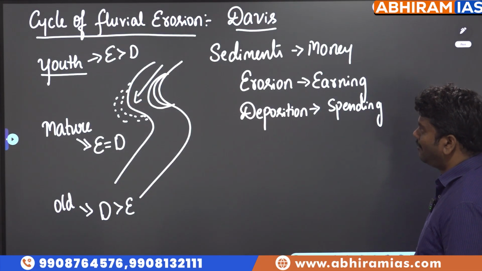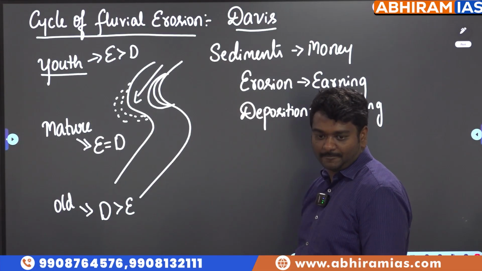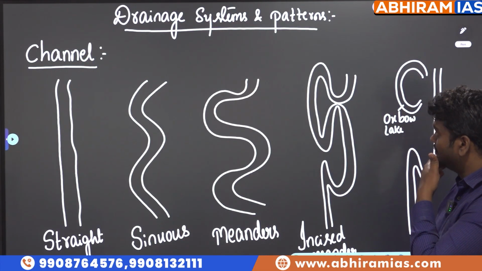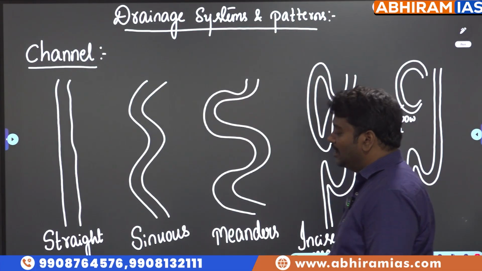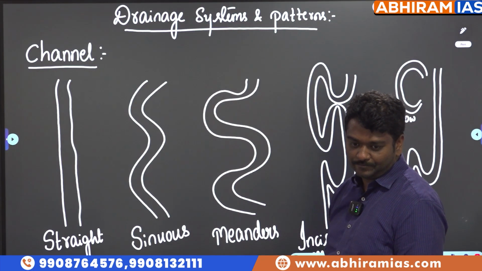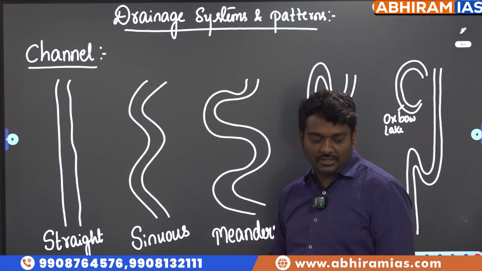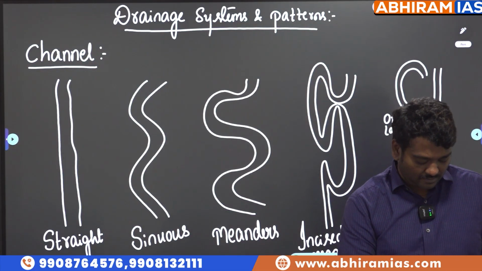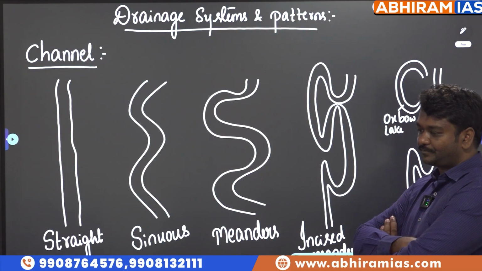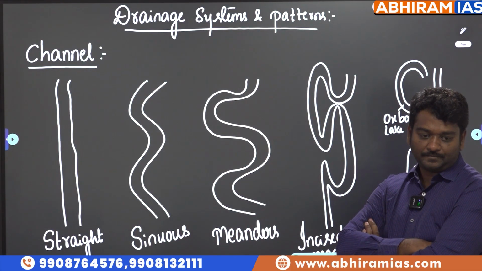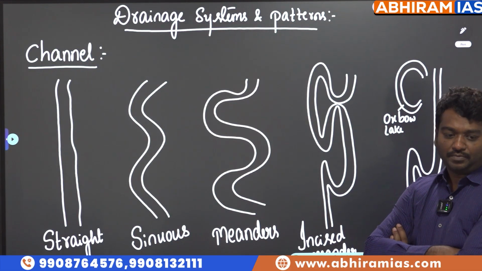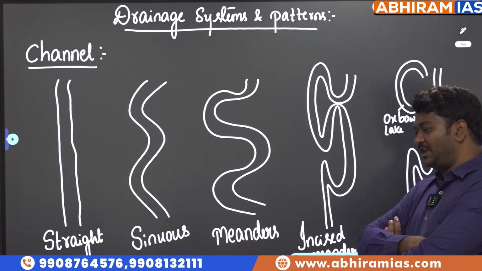Second, mature phase. Hyphen. When the rivers flow in gentle slope, it will follow sinus course, where erosion is equal to deposition.